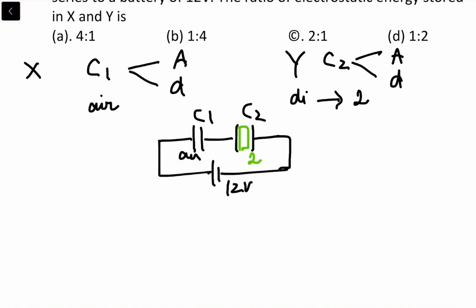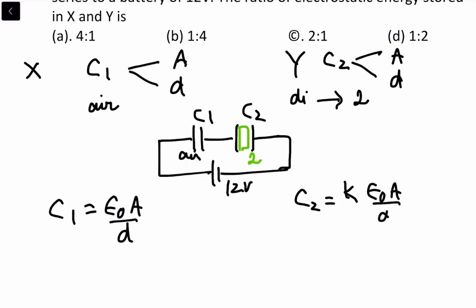Okay, now let us see. C1 is equal to epsilon naught A by D. But C2 is equal to K epsilon naught A by D because its capacitance increases by K times. But this epsilon naught A by D is nothing but C1. Therefore, C2 is equal to K C1.